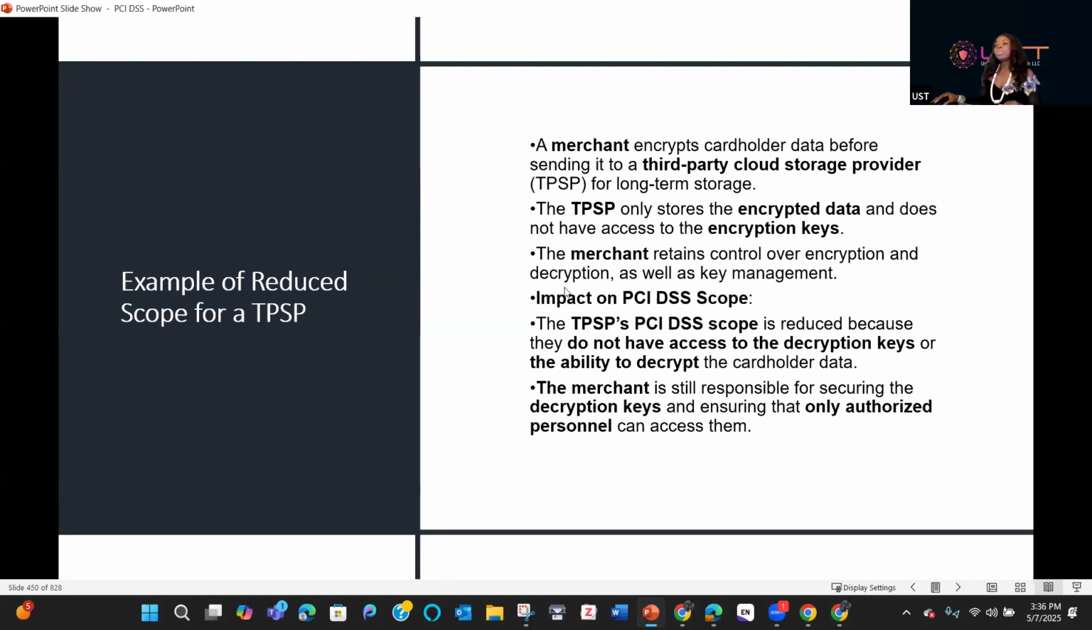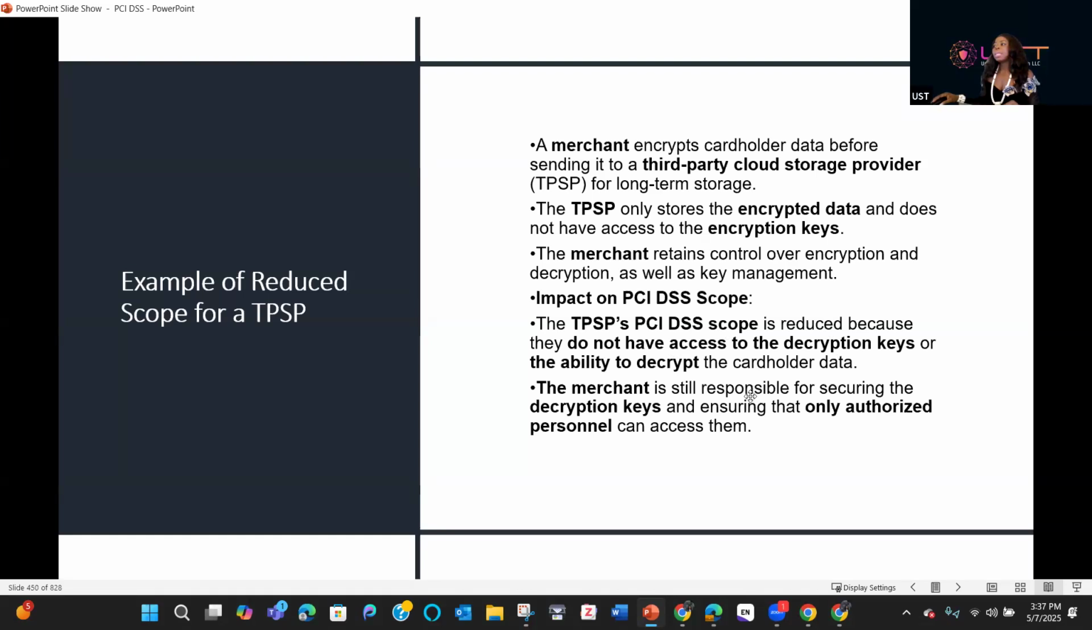For example, of a reduced scope for a third party, say a merchant encrypts cardholder data before sending it to a third-party cloud storage provider for long-term storage. The third party only stores the encrypted data and does not have access to the encryption keys. The merchant retains control over encryption and decryption as well as key management. What's the impact on PCI DSS scope? The third-party service provider's PCI DSS scope is reduced because they do not have access to the decryption keys or the ability to decrypt the cardholder data.